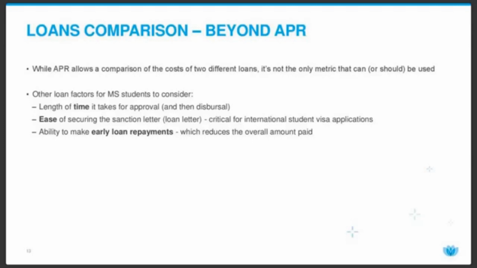The ease of securing the sanction letter, because this is critical. When you submit your I-20, or especially for your visa, let's say at the US consulate or embassy, you would be required to show this letter. And how easy is it to get that? Will it be mailed to you? Is it just a soft copy? Is there a charge for it? These are things to consider.